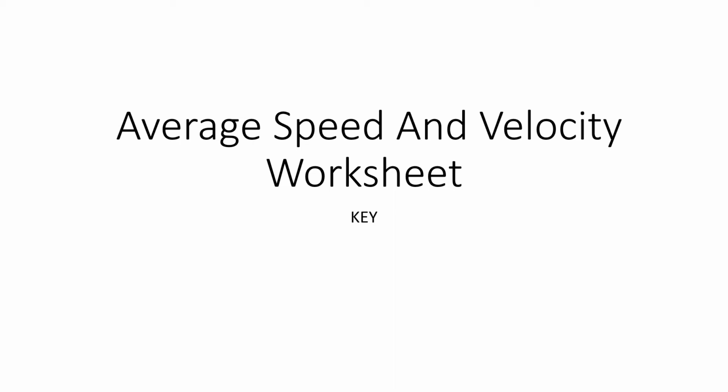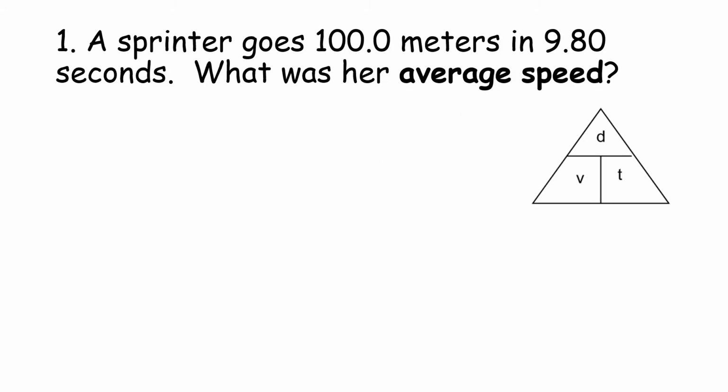This is the key for the speed and velocity worksheet. Problem number 1 says a sprinter goes 100 meters in 9.8 seconds. What was her average speed?